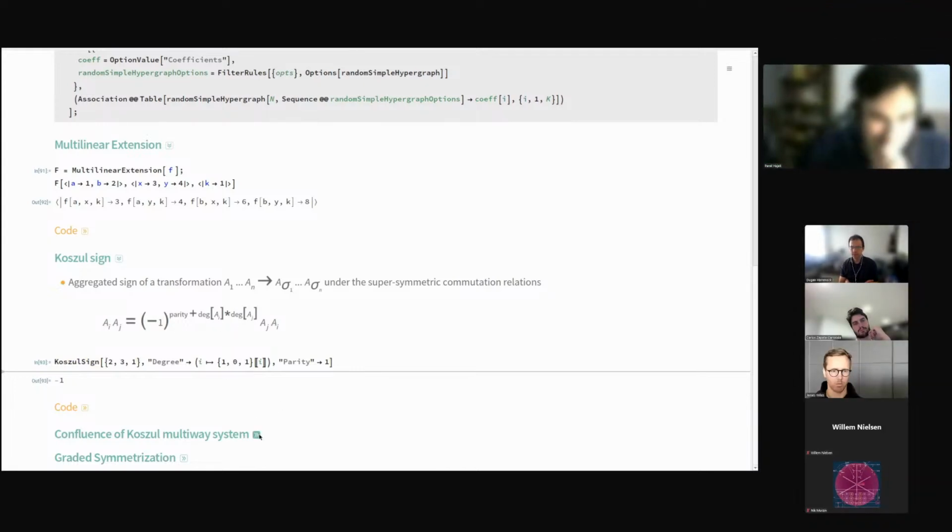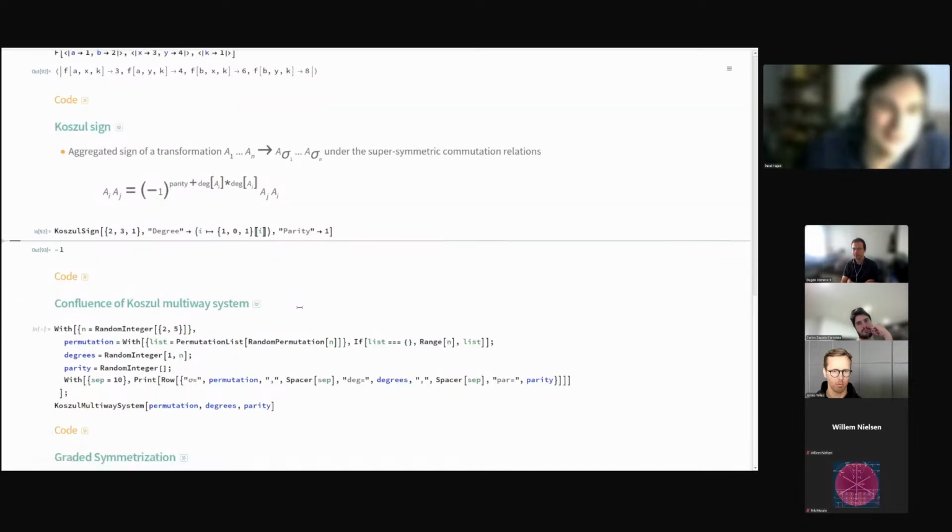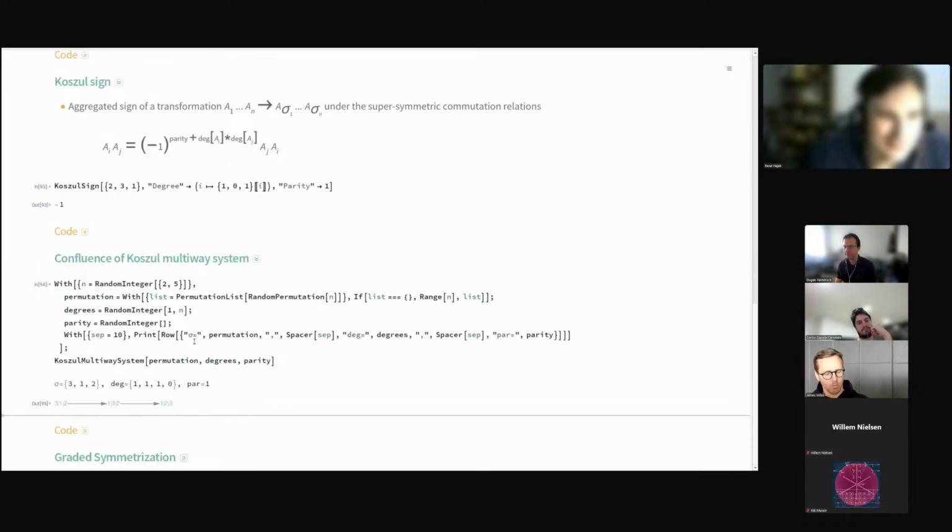Actually, when I was writing this talk, I realized that this can be illustrated as a multi-way system. Because it's not clear, if you define the causal sign like this, that the definition does not depend on the way you sort your permutation. So the fact that this causal sign does not depend on the way you sort your permutation is equivalent to confluence of the causal multi-way system, which I will just show.